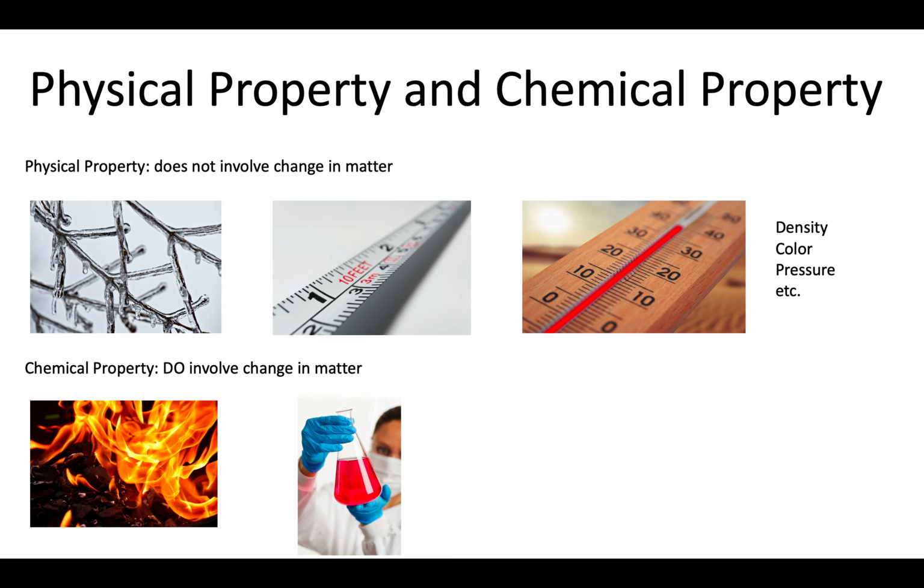Also, in different kinds of chemical experiments, when you mix something with another chemical, the color changes. This usually indicates a chemical property, because a color change is usually related to a change in chemicals. So this is a chemical property, because there's a change in the matter.